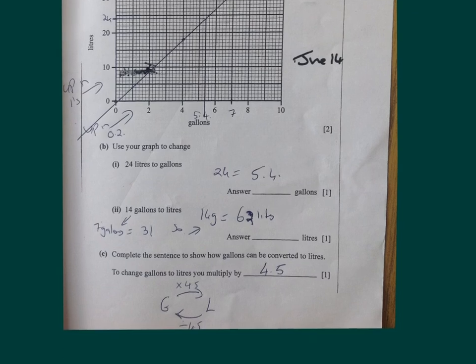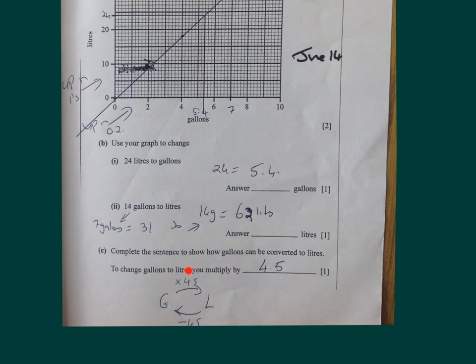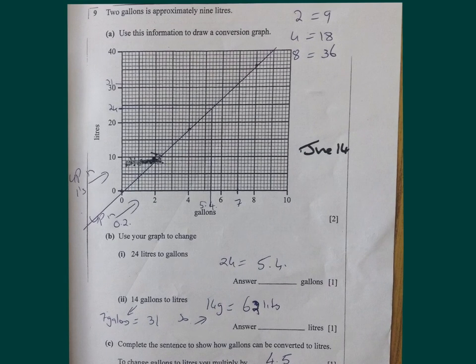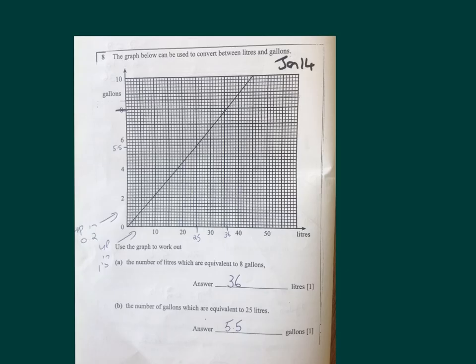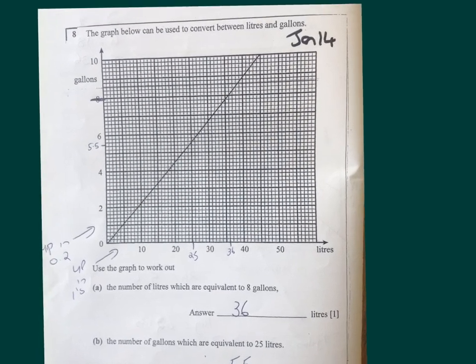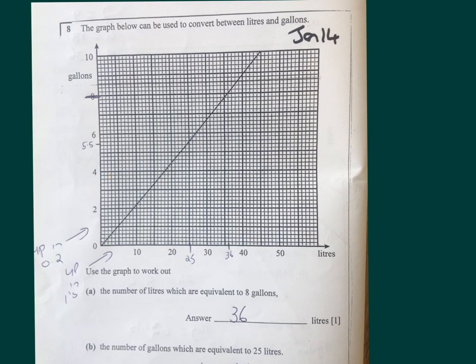And we should know this anyhow. To go from gallons to litres, you multiply by 4.5. Litres to gallons, you divide by 4.5. Again, you'll note I've put in the scales, up in 1s, up in 0.2s. The last page in this booklet is, again, a conversion graph. Again, these are going up in 0.2s, these are going up in 1s.